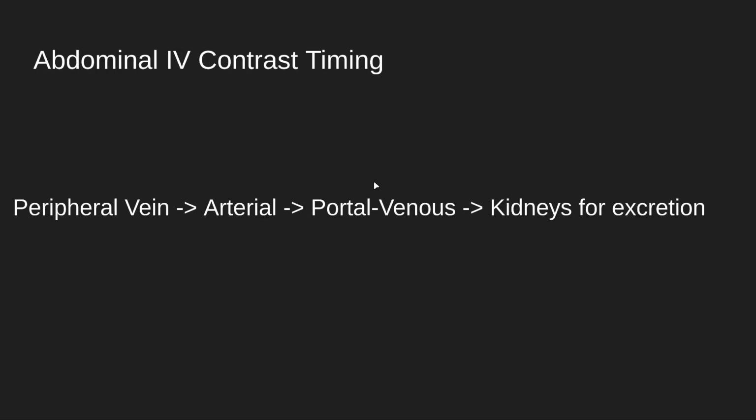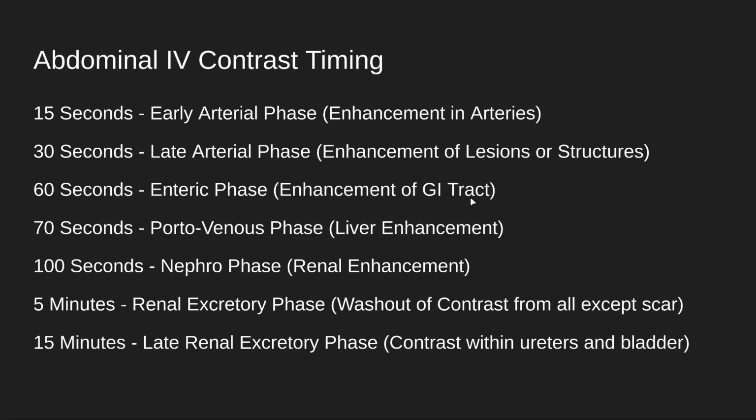So again, whenever you give contrast via IV, it will go to the peripheral vein, then through the heart. The heart will pump the contrast through the artery, and then from the artery back to the portal venous system, and then to the kidneys for excretion. And you will see these terms whenever you look up a CT scan. For example, after 15 seconds of injection, there will be something known as an early arterial phase, and there will be pictures. You can pause the video if you want to read them, but in general, we have phases at which time the contrast will visualize the structures that we want.